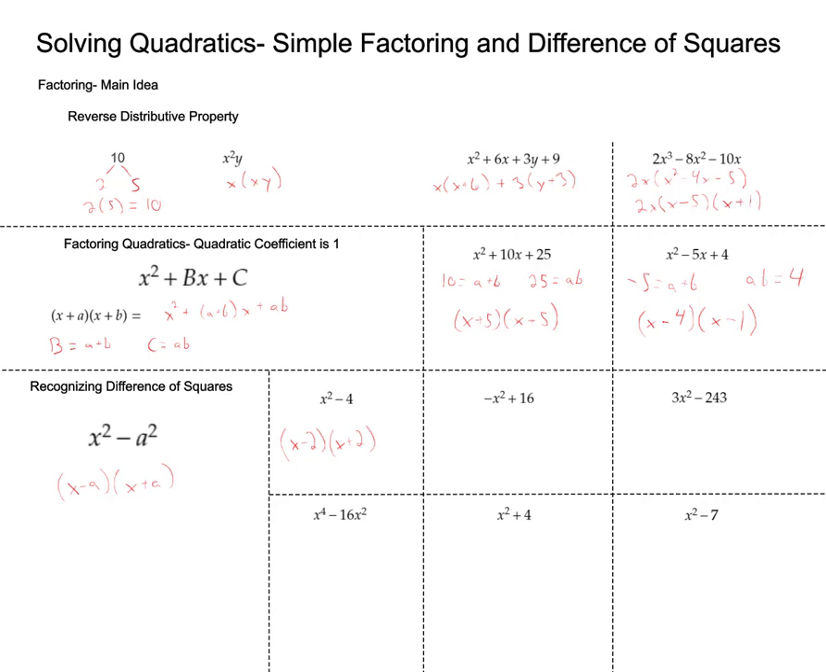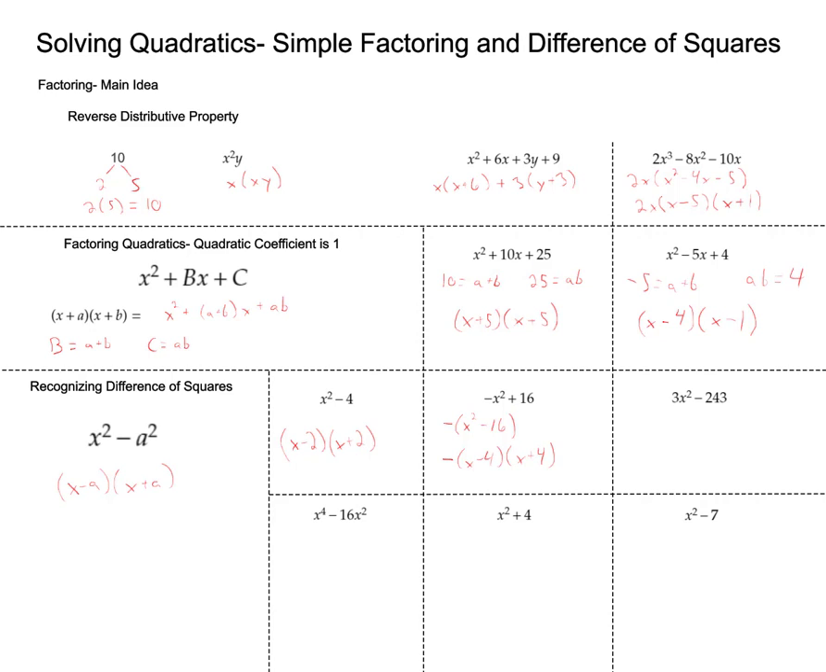What about negative x squared plus 16? Well, that doesn't really look like x squared minus a squared, does it? Well, it is, but first we're going to have to factor out a negative 1. So let's factor out that negative. That's going to leave us with the term x squared minus 16. Now it looks like a difference of squares. So now we can factor out an x minus 4 times x plus 4, as long as we remember to keep that negative out in front, because we factored that out originally.